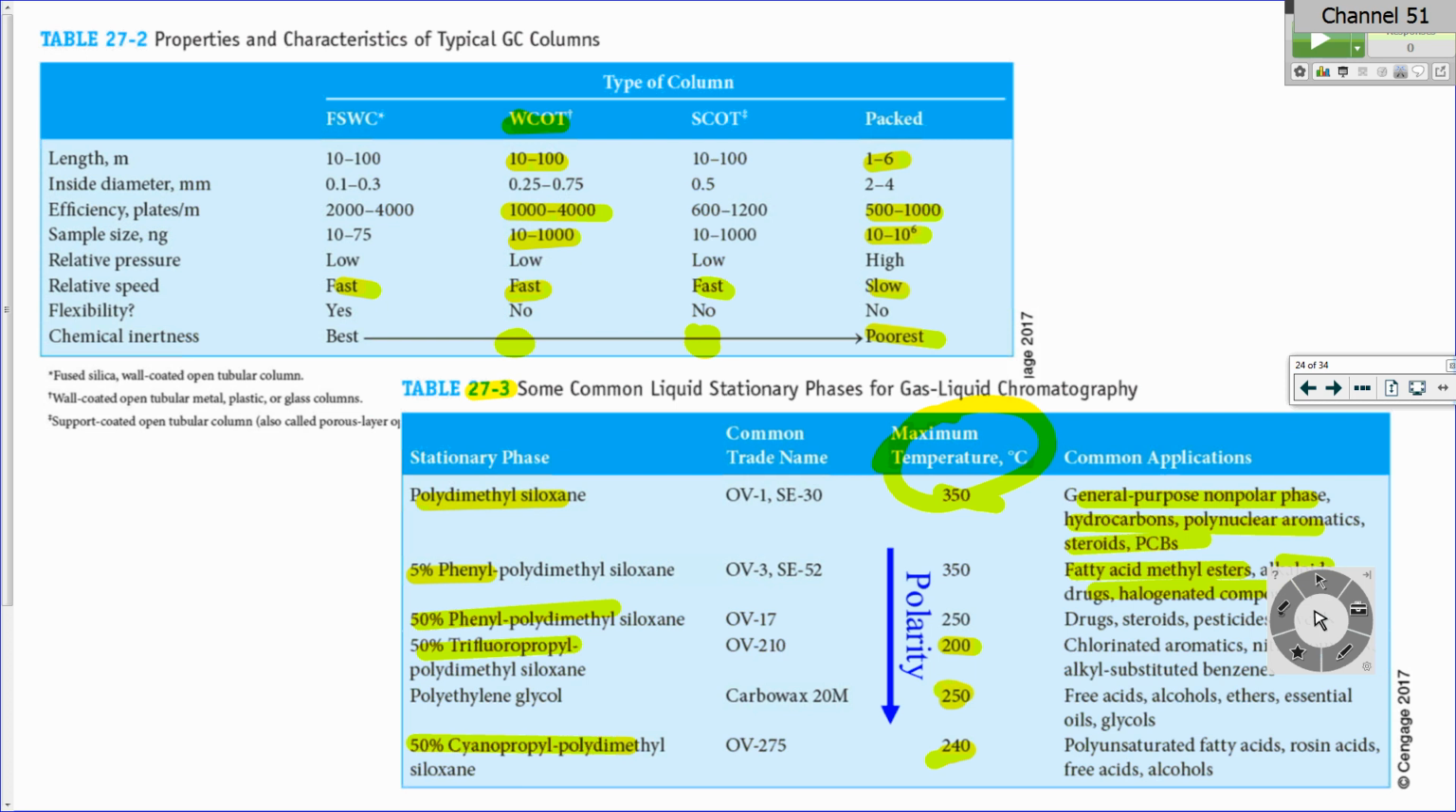Again, the most common type of columns that we have in GC are the ones that are the wall-coated open tubulars. This is the bulk of the market that fits in that. And then from that, you've got all the different options in terms of stationary phases, as well as hundreds of more that are not listed in this simplistic table.